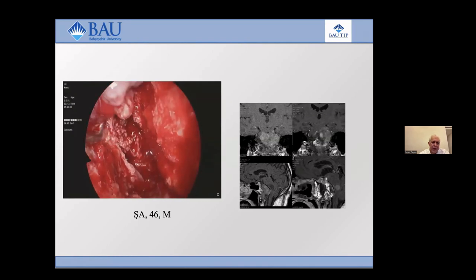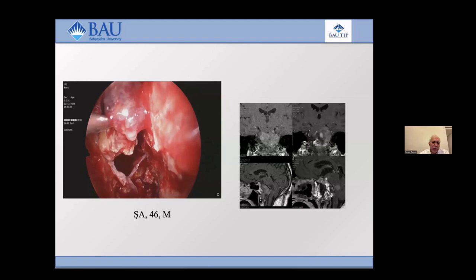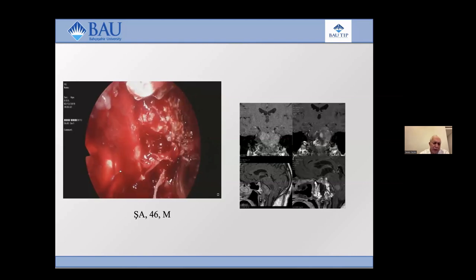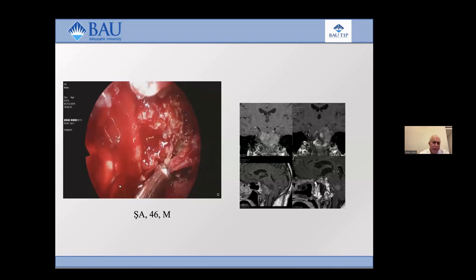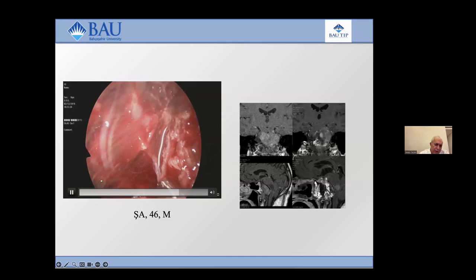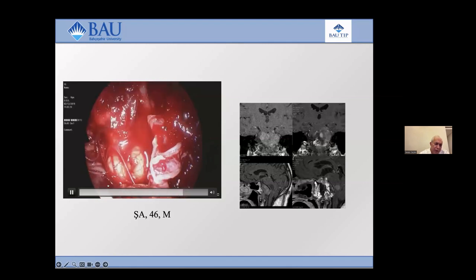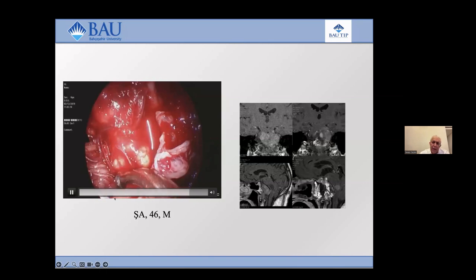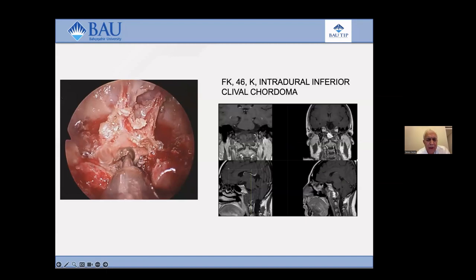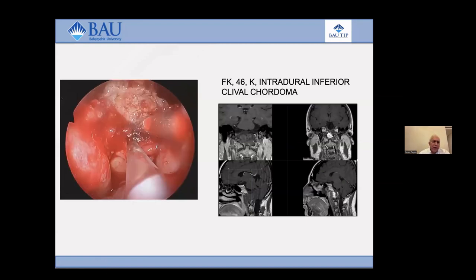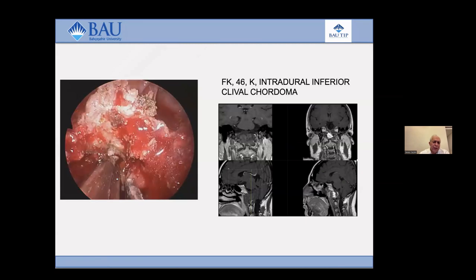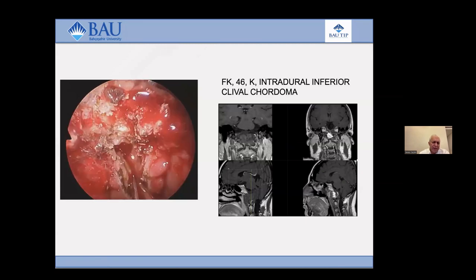In this case, after tumor resection, you see the basilar arteries, pons, and medulla. In this case, we reach the lower cranial nerves, you see, and then we access the hypoglossal canal. The other intradural tumor involves the craniocervical junction. We reach the craniocervical region, and firstly the extradural tumor was resected.